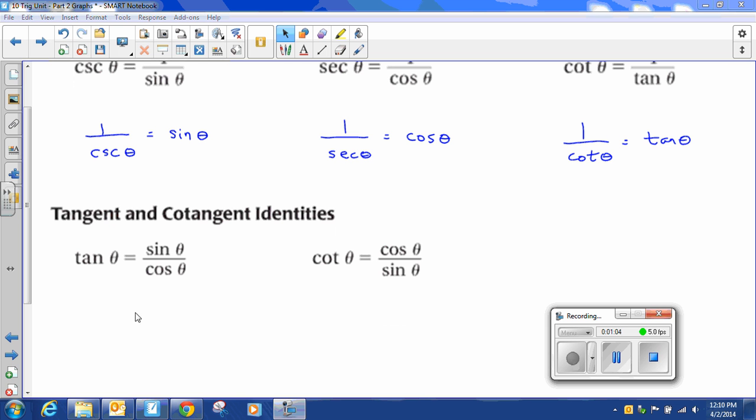is the use of the tangent and cotangent identities, which basically say that tangent of theta is sine theta over cosine theta, and cotangent theta is the same thing as cosine theta over sine theta. Basically, cotangent theta is the inverse of tangent theta, so you take this fraction and you just reciprocate it. And we're going to prove why this works out.